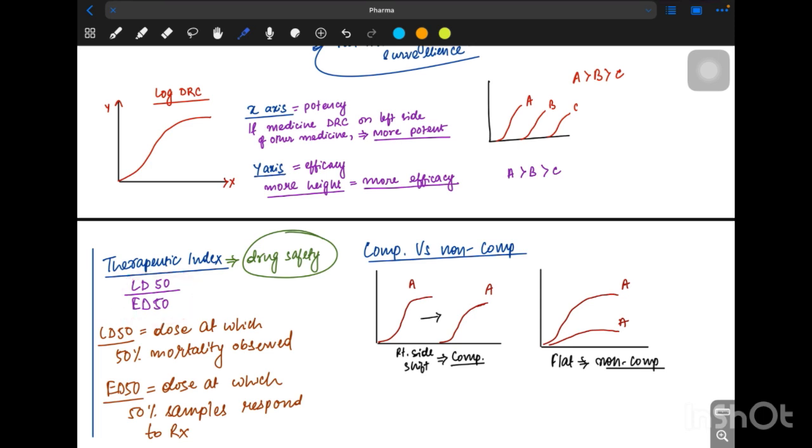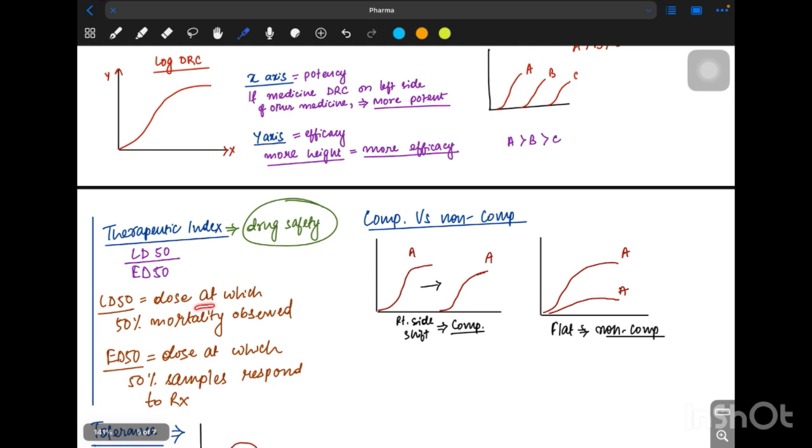Now what does LD50 mean? LD50 means the dose at which 50% mortality is observed when we do animal trials, animal experiments. The dose at which 50% patients or animals die. What is ED50? The dose at which 50% samples respond to the treatment, the dose at which patients or animals are responding to the treatment is known as ED50. LD50 is the dose at which 50% patients mortality is observed.